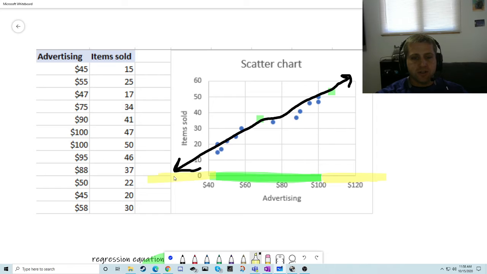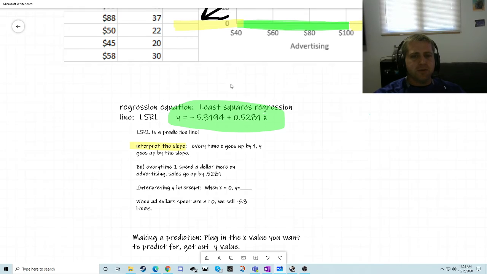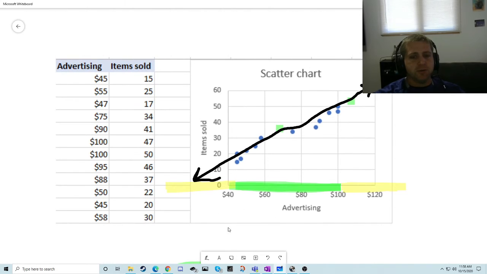So where yellow is, I don't know what's actually happening there. Like, that's more advertising money than we were willing to spend. Will people really keep buying this many items? Or if you predict down, the y-intercept is actually a prediction at 0. So when I plug in 0 for x, I get the y-intercept out. It's -5, because plugging in 0 wipes the rest out. -5 items. Can you sell negative items? It's not possible. So beyond your data, it doesn't make sense.